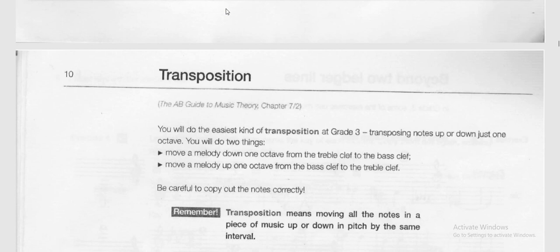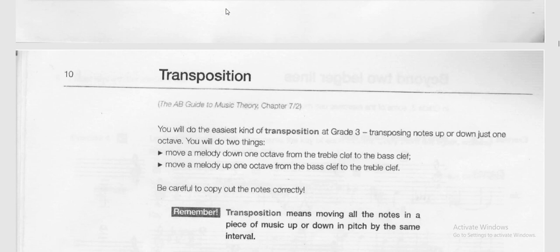You will do the easiest kind of transposition in Grade 3. So in Grade 3 we learn the easiest kind, like transposing up an octave or down an octave. That means transposing from lower E to upper E, for example. An octave means an 8th, so you move it up an 8th or down an 8th. For Grade 4 or Grade 5, you will learn how to transpose up a minor third, down a major second, or up a major sixth, something like that.